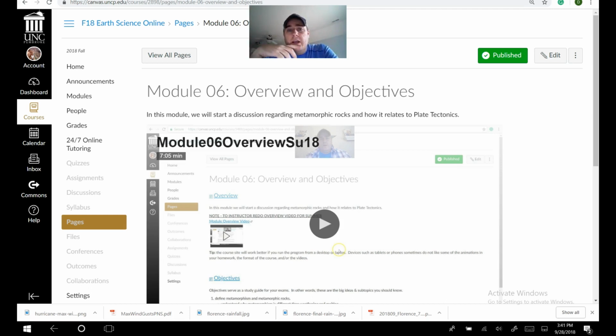Okay, this next section is module 6. It's a shorter module. It should only have one activity with it, an online activity. No discussion related to this. We talked a little bit about metamorphism and plate tectonics. We'll talk more about it later on. But this one's fairly short and fairly easy.